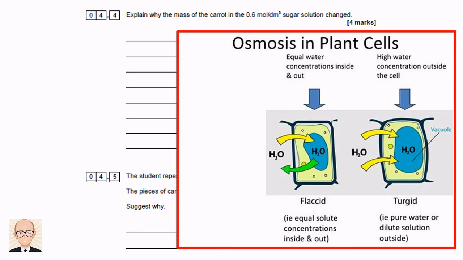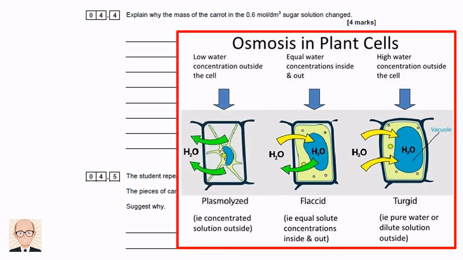Here, water will move into the cell, but it will also move out of the cell at the same rate. We say that there is no net movement of water and the cell remains flaccid. The last cell is in a very concentrated or hypertonic solution. The concentration of water is very much higher on the inside this time compared to the outside. A large volume of water will leave this cell, causing the cell to shrink.